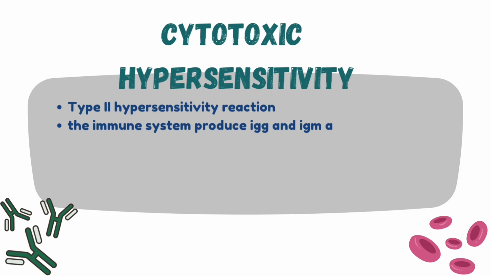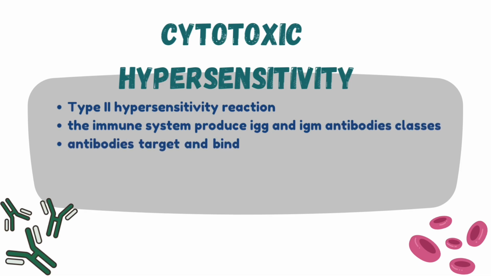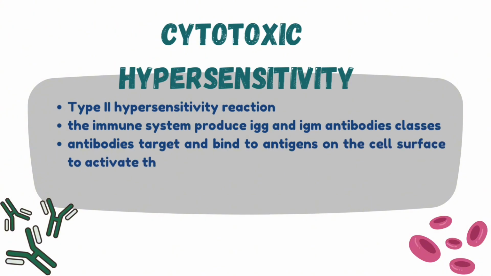It is also known as type 2 hypersensitivity, where the immune system mainly produces IgG and IgM antibody classes. The antibodies target and bind to the antigen on the cell surface to activate the complement system.